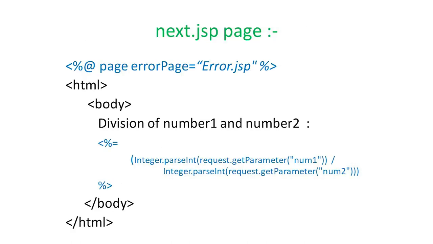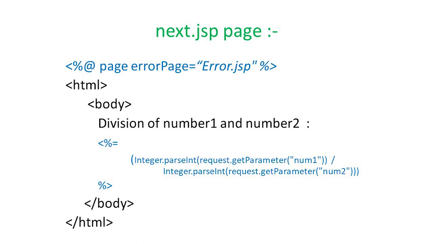So this is next.jsp. In next.jsp, in the JSP part with the percentage equal sign, we have written Integer.parseInt(request.getParameter("number1")). The value of the first text box, number1, is input here, and it is divided by Integer.parseInt(request.getParameter("number2")). So number1 will be divided by number2. Suppose number2 is 0, then it will generate an exception, it will generate an error. So we will move to the error page. It means if there is an error, we will move to error.jsp.